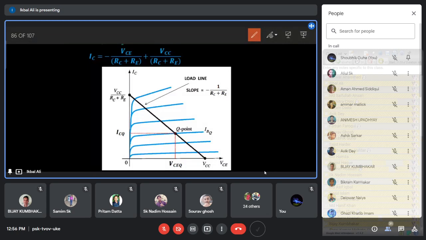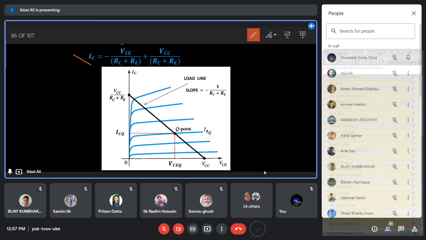So we will solve for the collector current and collector emitter voltage graphically, not mathematically. That is why this linear KVL equation is represented in a graph, a straight line, and that straight line is called the load line. Slope is minus 1 by RC plus RE.